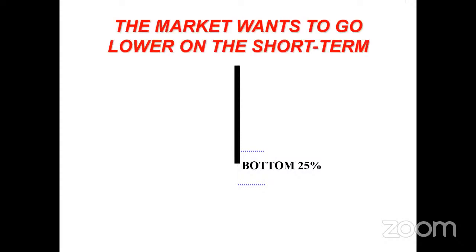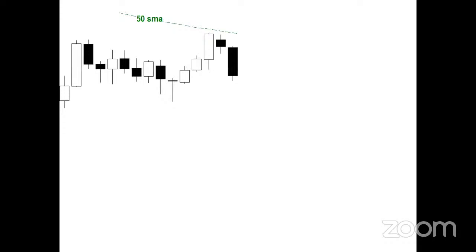Now, it works the same way with the downside. Once again, here's a generic chart. Makes no difference what market, what time frame. What you want to do is divide by 4 separate but equal parts. And if you close in that bottom quarter, that bottom 25%, what is the market telling you? Not me, not some guy on TV. What is the market telling you? It's telling you, I want to go lower on the short term. All right. So when we combine this with the overall trend, we have a high probability for success.